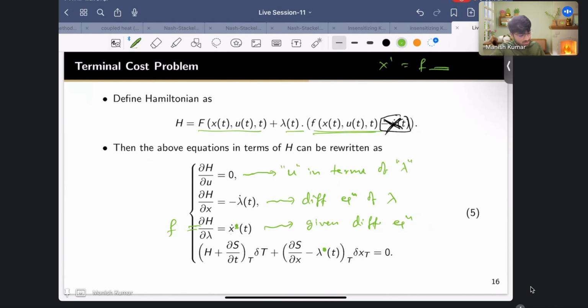Okay, and this is again corresponding to the terminal data. When terminal data is fixed, this del t will be 0. When the terminal data is fixed, this del of xt will be 0. So from now onwards, when we talk about this terminal cost problem, instead of looking at the Lagrangian equation or Euler-Lagrange equation, we'll look at this equation coming from the Hamiltonian. From now onwards we'll try to solve this system.